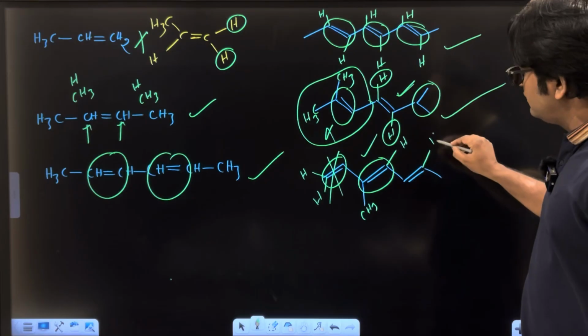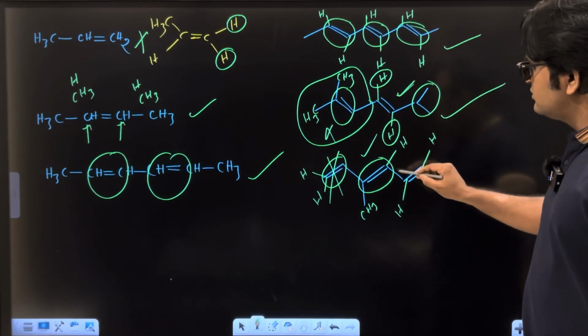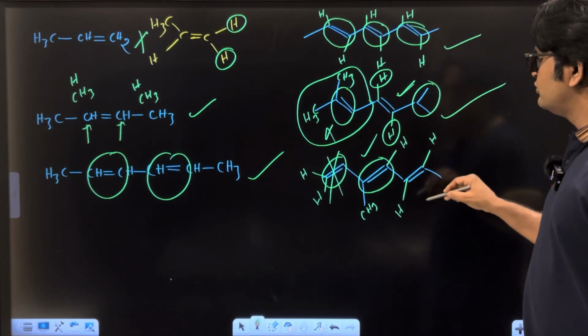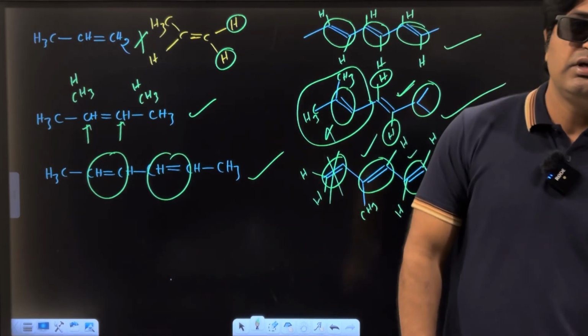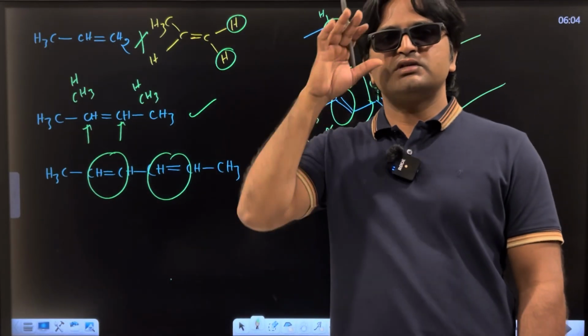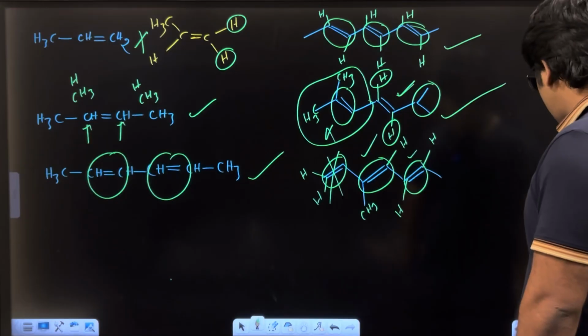And here hydrogen and hydrogen, methyl, hydrogen, hydrogen, this entire group, different groups are there. So this double bond also shows geometrical isomerism. Okay, that is the way to identify whether the given molecules show geometrical isomerism or not. Yes, come to another example.